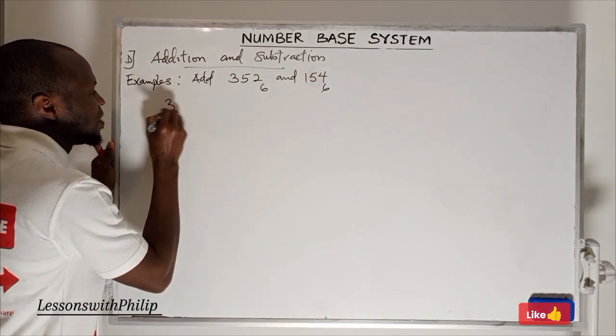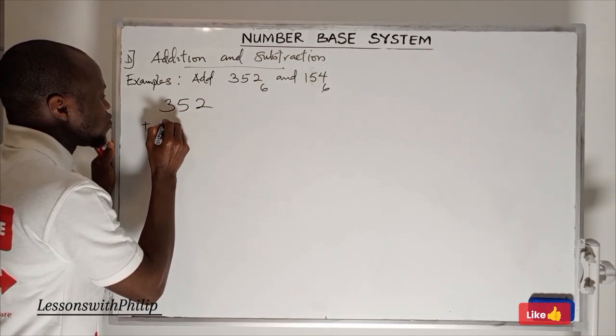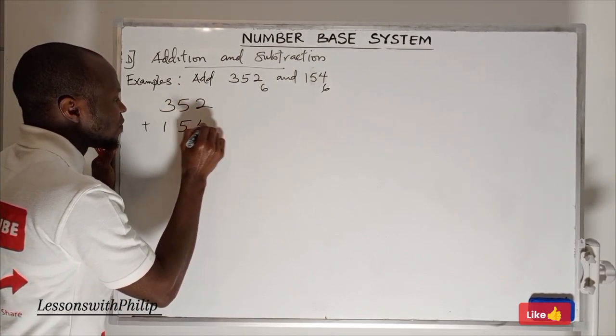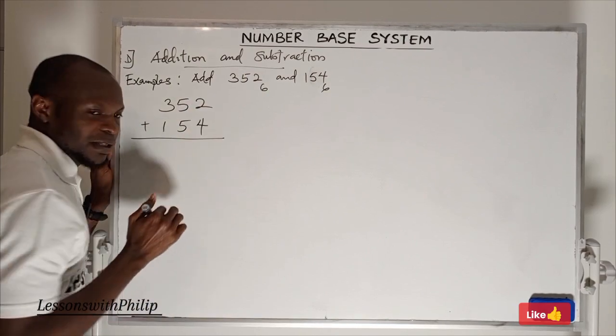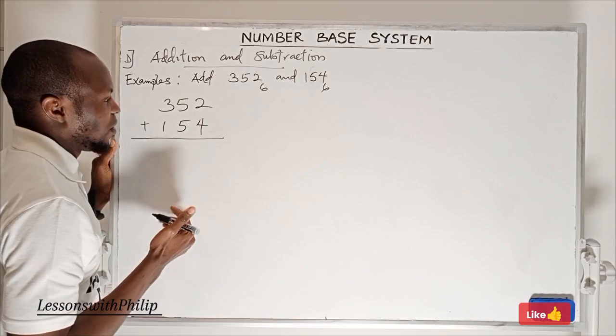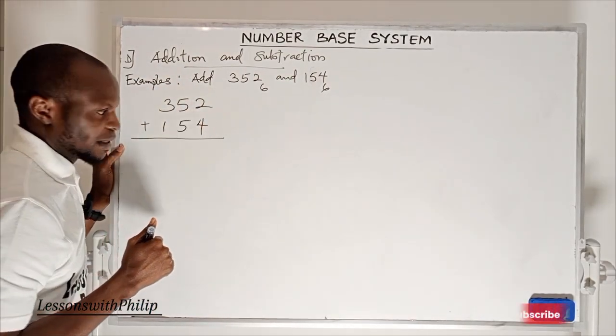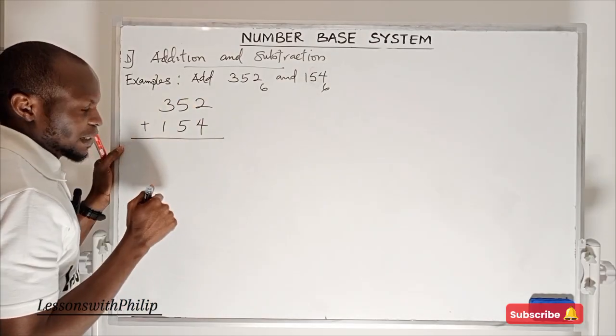We have 3, 5, 2 plus 1, 5, 4. How do we add this? We do it similar to the way we do our ordinary mathematics. Now 4 plus 2 is 6.